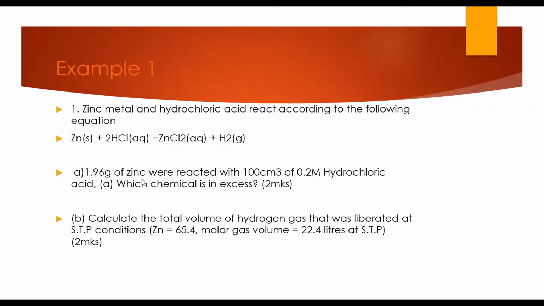1.96 grams of zinc react with 100 cubic centimeters of 0.2 mole hydrochloric acid. Which chemical is in excess? I'll tell you that zinc's RAM is 65.4. Oh, it tells you down at the bottom, I'd forgotten, sorry. So 1.96 grams of zinc, 100 cubic centimeters of 0.2 hydrochloric acid. Which one is in excess?